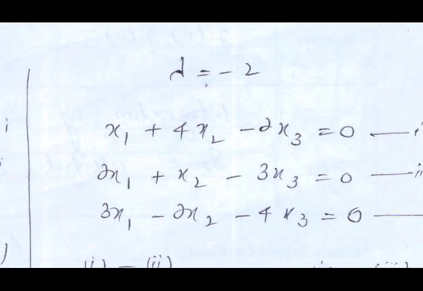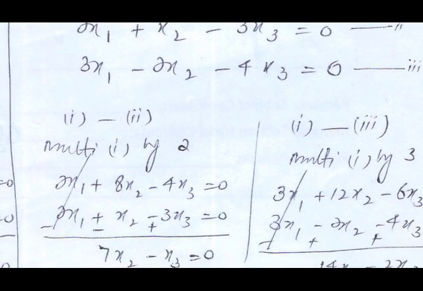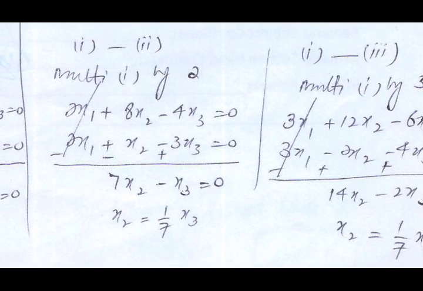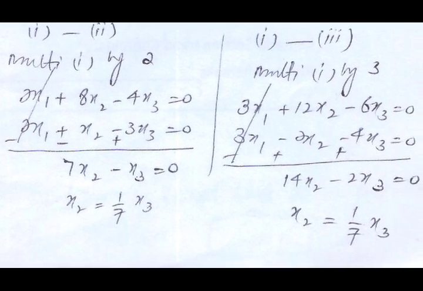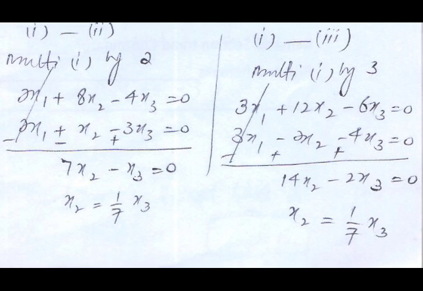In the second case we have lambda minus 2. We replace lambda by minus 2 and then solve equations 1 and 2 and 1 and 3 to eliminate x1. Multiply by a number to make the coefficients the same and then subtract these values. These two equations are equal. Here we have x2 is equal to 1 over 7 x3.